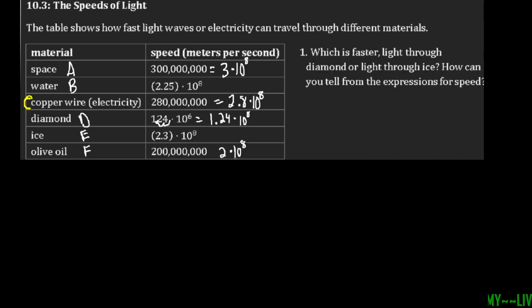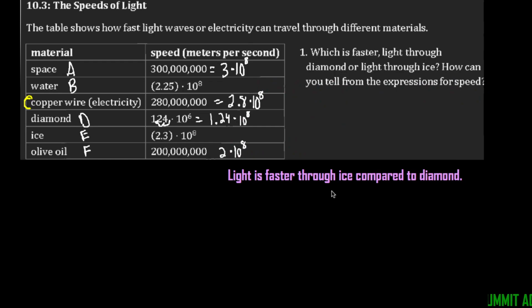All right, so it says, which is faster, light through the diamond or light through ice? How can you tell from the expressions for speed? So we're looking at D and E for this one. And we can say, well, if I look at the two options, since both of them are times 10 to the 8th power, I can say, okay, which one's larger, 1.24 or 2.3? Well, we're going to say for this one, the light is going to be faster through ice compared to the diamond, because 2.3 is greater than 1.24, which is what we have here.